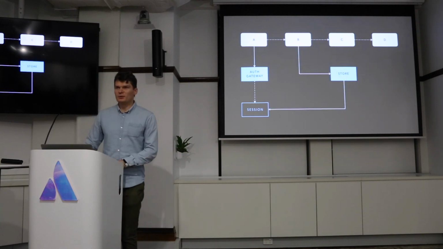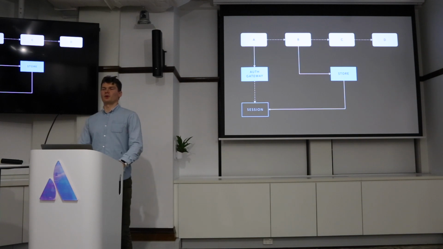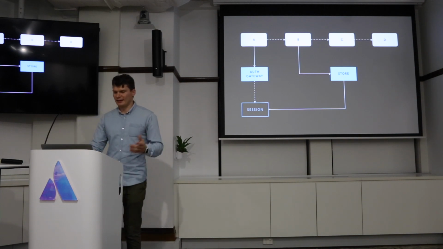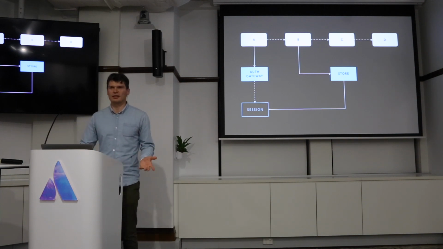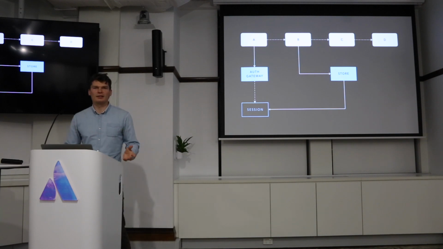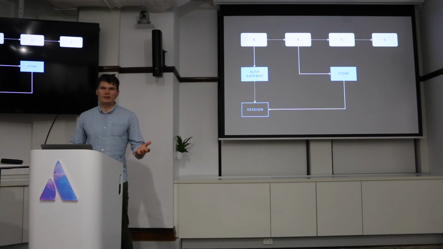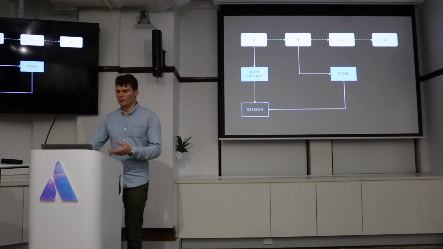So the B view controller is the first view controller that depends on us being logged in, and it uses a store to save some kind of information. The trick here is that the store is user-based or session-based. So it depends on the session which appears at runtime.